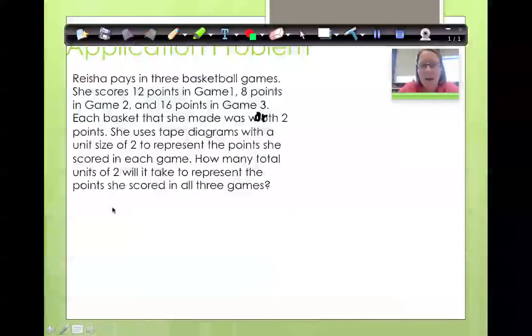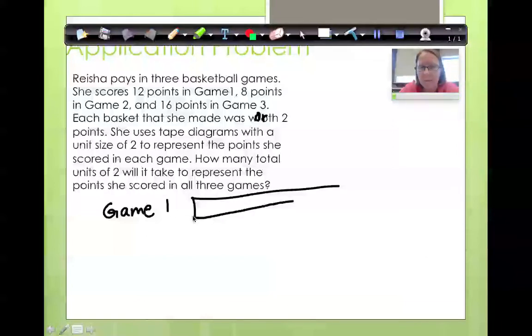Okay, so we're going to start with game 1. And she won 12 points. Okay, but each basket she made was worth 2 points. So the unit size has to be 2. So if this is 2, how many am I going to need to make 12? Well, 12 divided by 2, that's 6. So let's make 6.